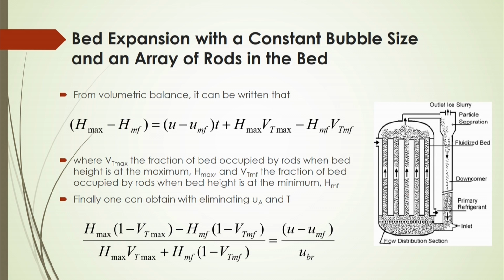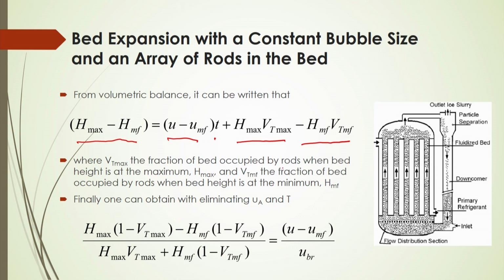Now, from the volumetric balance it can be written that H max minus H m f will be equal to u minus u m f into T plus H max into V T max minus H m f into V T m f. What is that V T? Here V T max is the fraction of the bed occupied by the rods. How many rods you insert determines the volume of the rods, and then the fraction of the volume of rods inserted inside the bed out of the total volume of the bed.